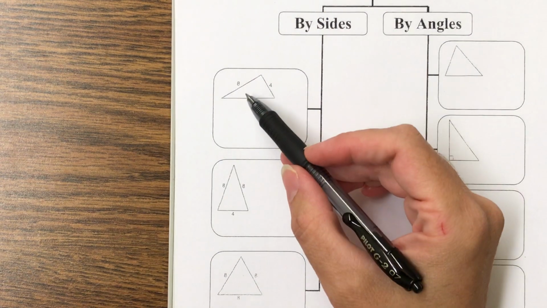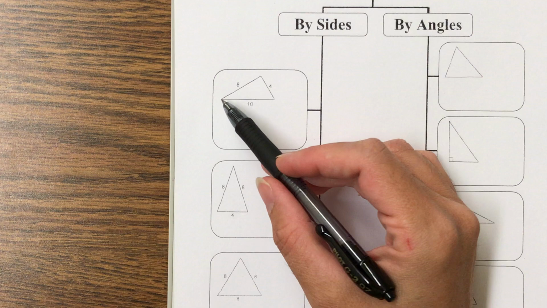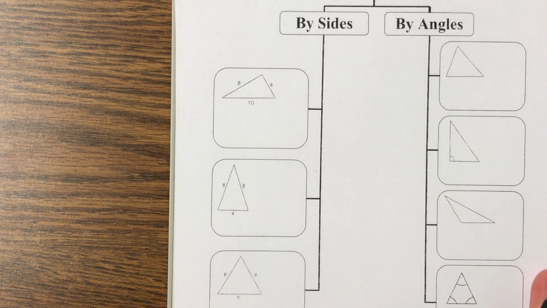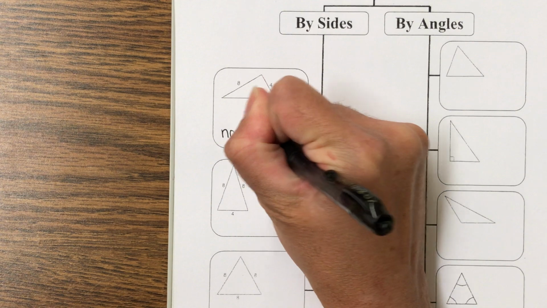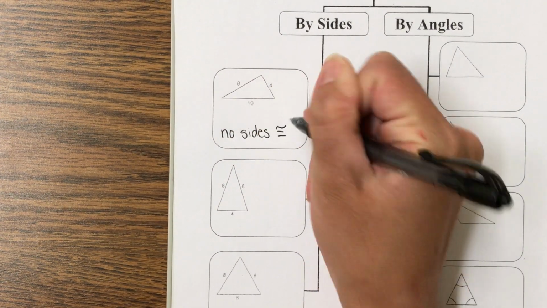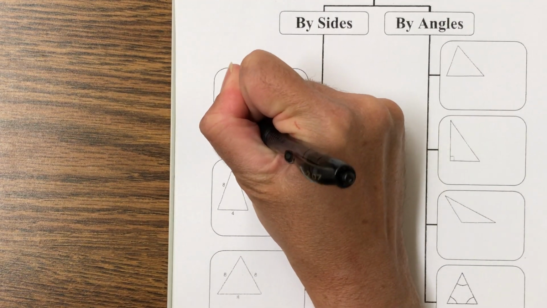So in this first triangle, notice how this side is a length of 8, this one has a length of 4, and this one has a length of 10. Notice how no sides in this triangle are congruent. So when we have a triangle with no sides congruent, that is called a scalene triangle.